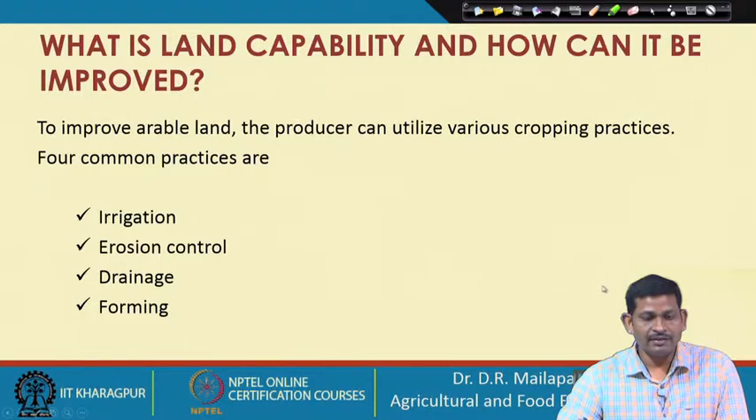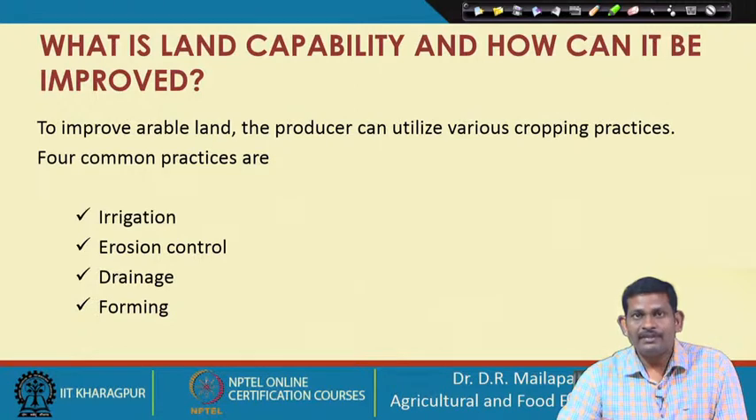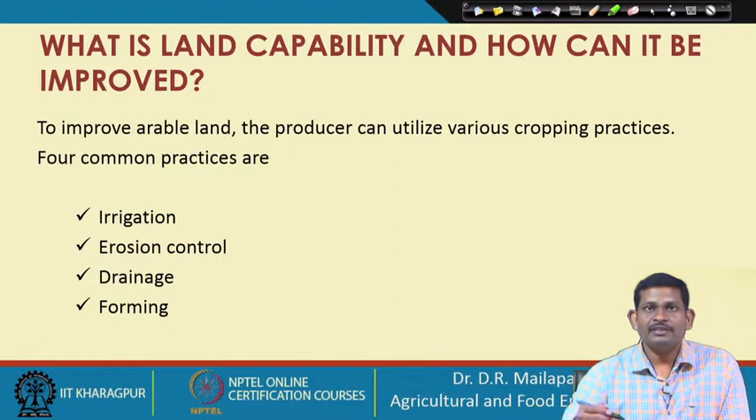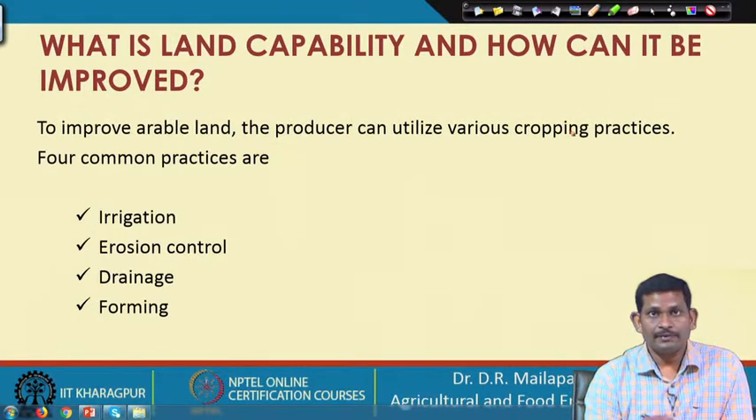Then the next is, what is land capability and how can it be improved. Land capability we defined in the previous lecture. Basically, land capability is whether a particular land is capable of growing crops or not. So how can it be improved, the class 2, 3, 4 or even following classes? Mostly I am talking about arable lands here. How can we improve the land condition for crop growth?